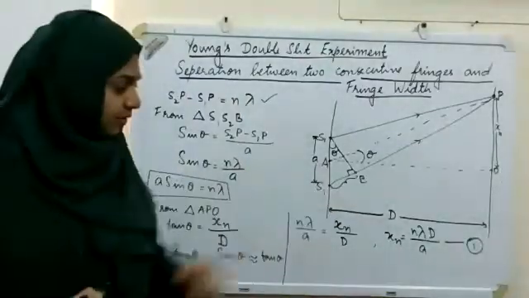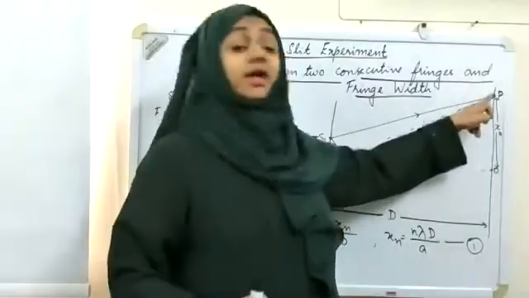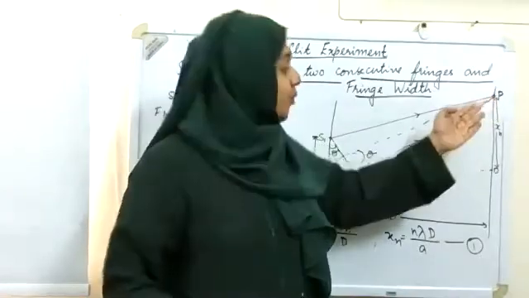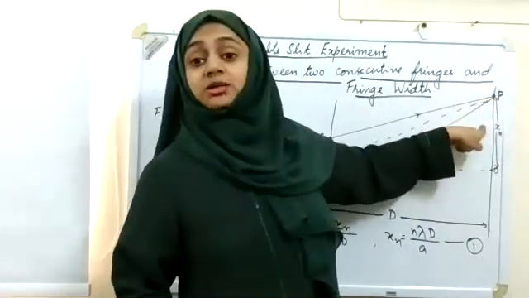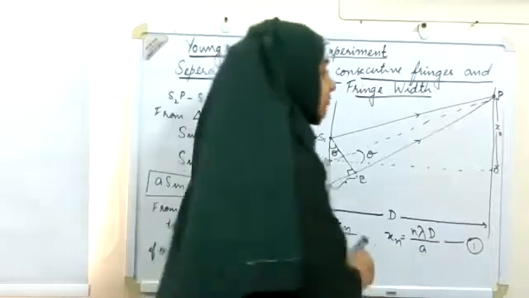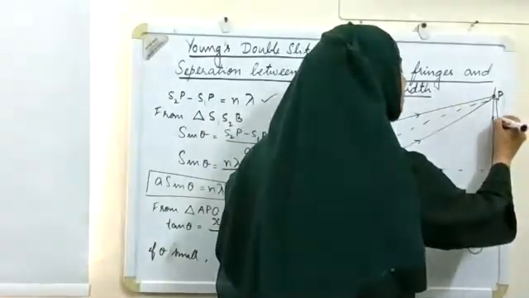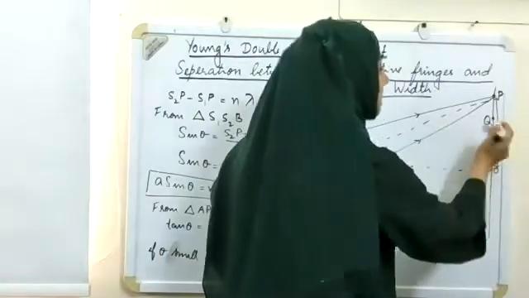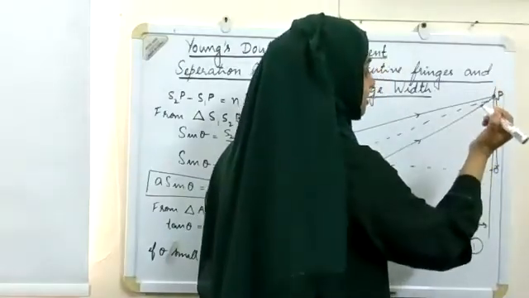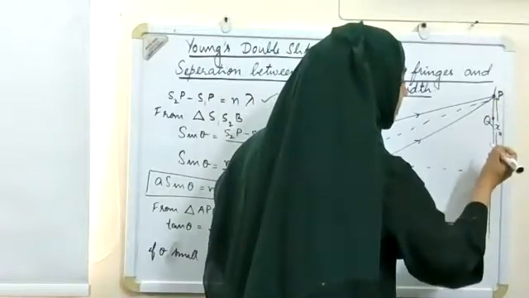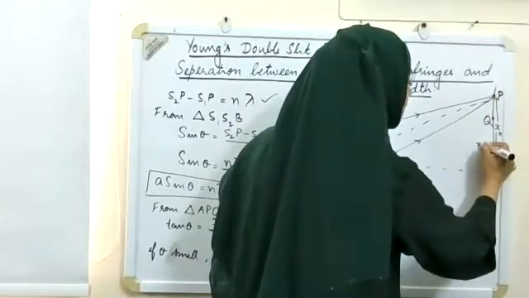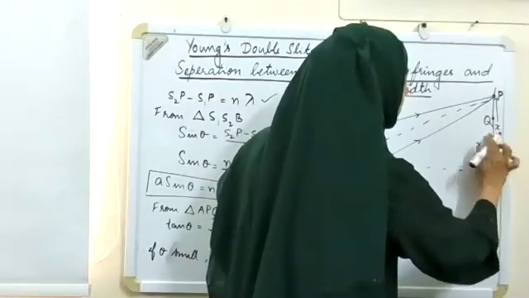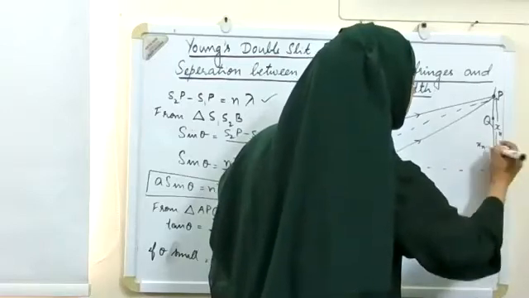Okay. Now this is for the nth bright fringe. What about the n minus 1th bright fringe? Suppose we have another bright fringe at a point Q, and that is the n minus 1th bright fringe. And the distance between O and Q is xn minus 1.